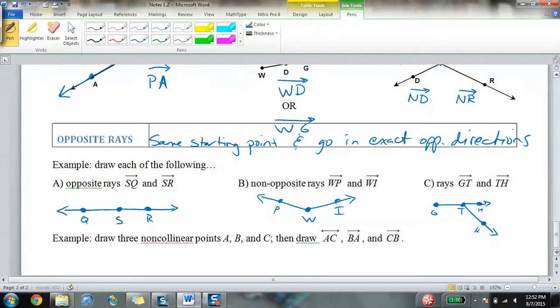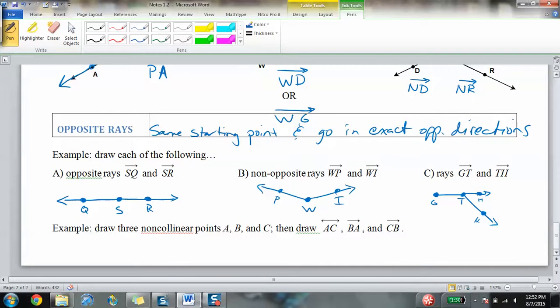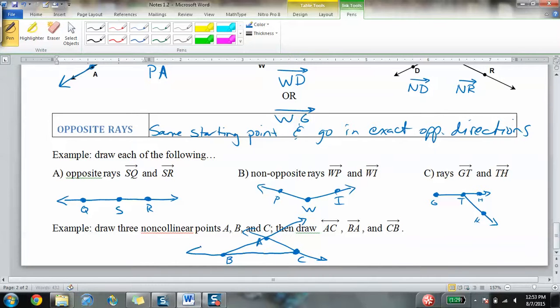Last example, draw three non-collinear points, A, B, and C. So non-collinear points, A, B, and C. Then draw line AC. A line means that it goes forever in both directions, so I have to draw an arrow on either end. Ray BA means that I have a ray starting at B, going through A, and then continuing. And ray CB means that I have a ray starting at C, going through B, and then continuing.